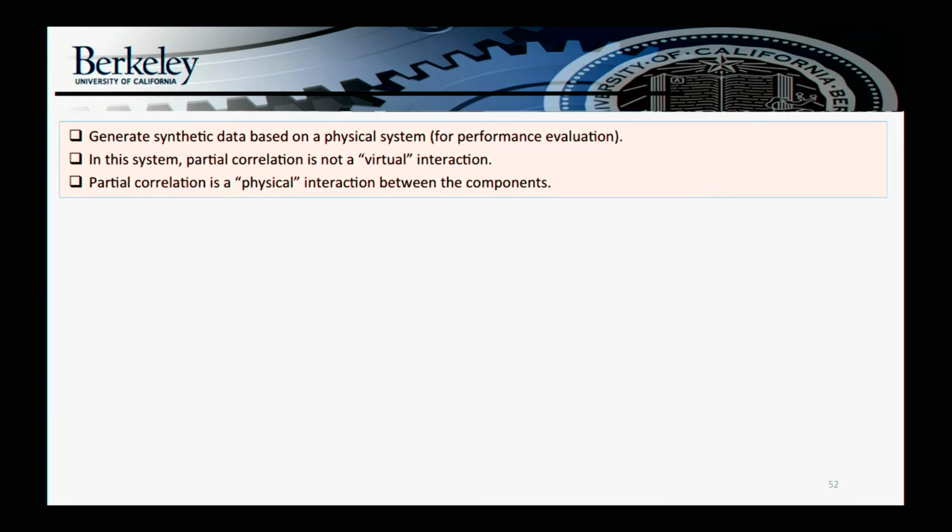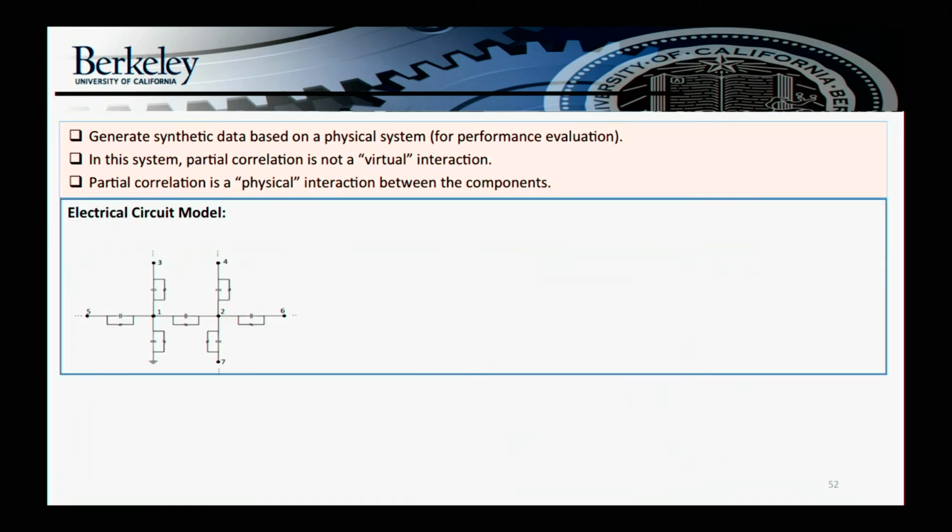In order to evaluate the performance, we generated synthetic data based on a physical system. In our physical system, partial correlation is not just a virtual interaction between components of the system, but rather a physical interaction between them. In fact, our physical system is an electrical circuit composed of resistors and capacitors. If you have a network of resistors and capacitors like this, you can map the structure or connectivity of the circuit to a graph like this.